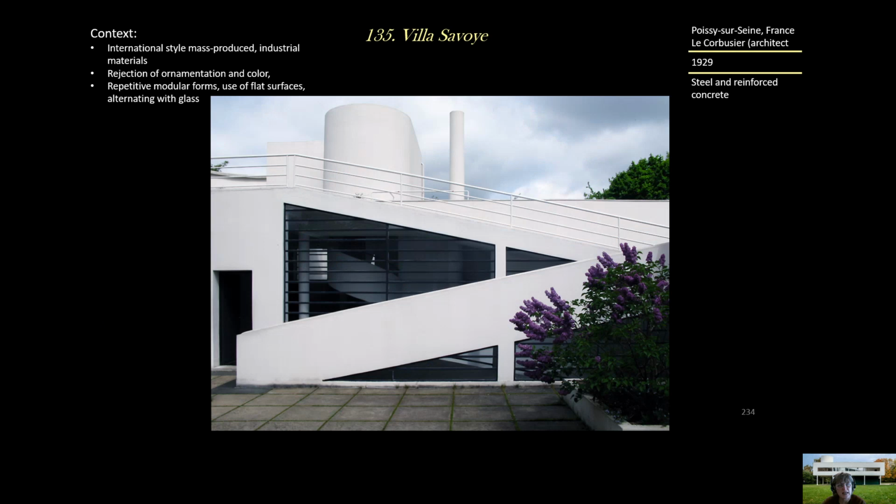The context is that this was made in the era of what's called the international style, which is where architects were hoping to use mass-produced pieces, industrial materials. They rejected ornamentation and color and wanted to use instead repetitive forms, flat surfaces, and glass.